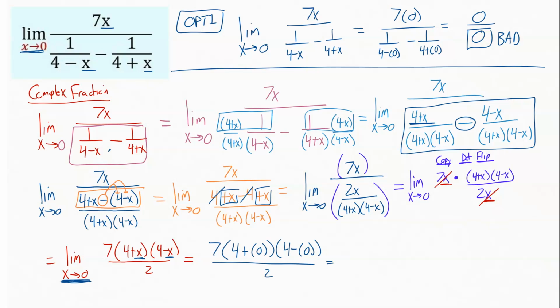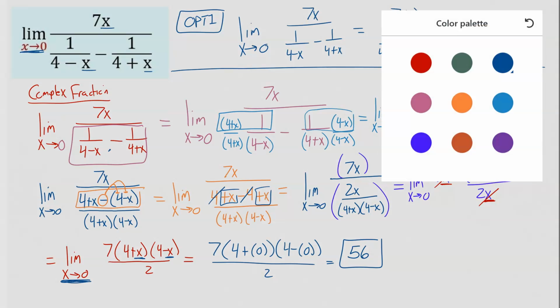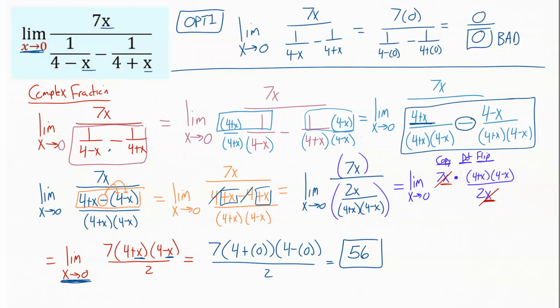And so then we multiply all that out together, and we end up with what? 4 times 4 on top is 16, divided by 2 is 8. 8 times 7 would give us 56. And that's going to be our final answer. So the limit as x approaches 0 of that big equation ends up becoming y equals 56.